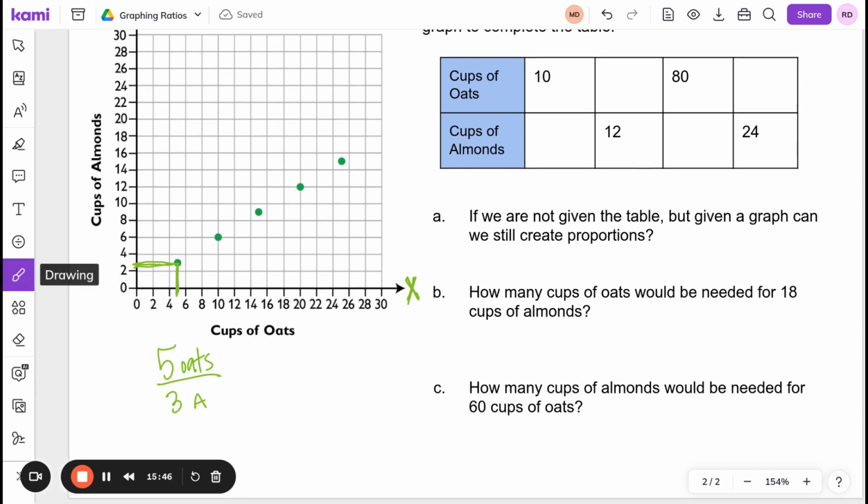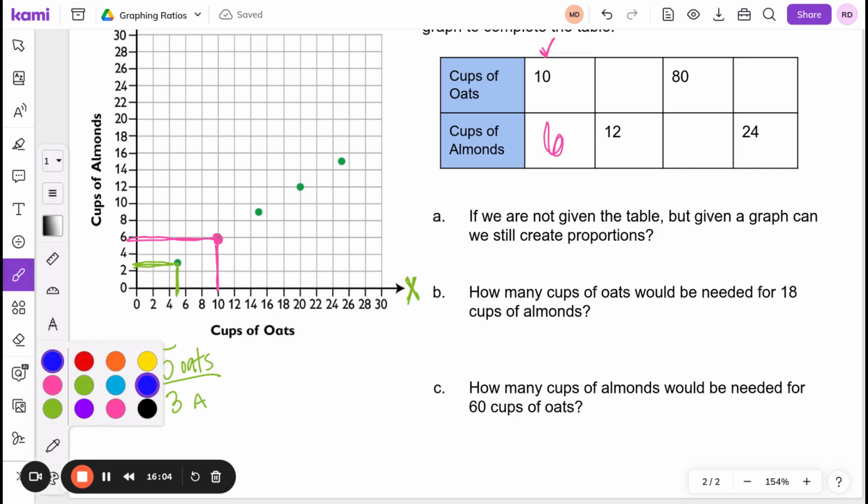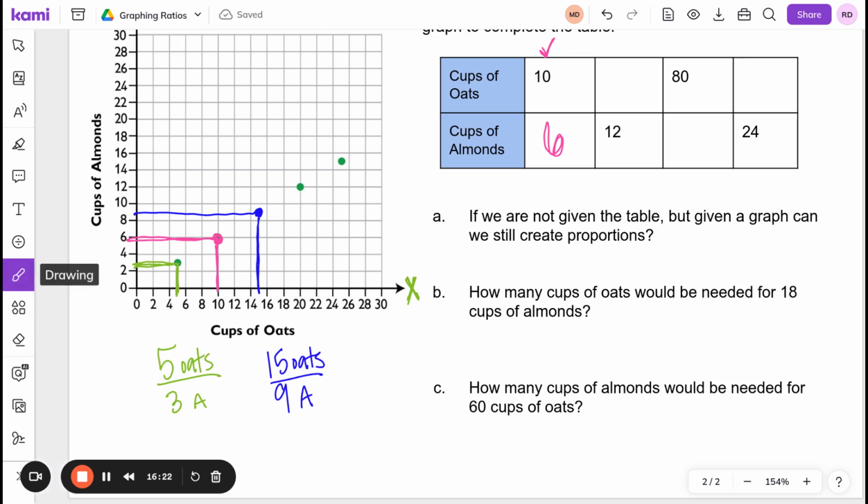All right, our next dot is at 10 oats. Okay, so that's this number in our table over here. And 10 oats requires 6 cups of almonds. The next point on our graph right here, the oats is in between 14 and 16, so that'd be 15 oats, and 9 almonds. Neither of those numbers are in our table, so let's see if the next point is.